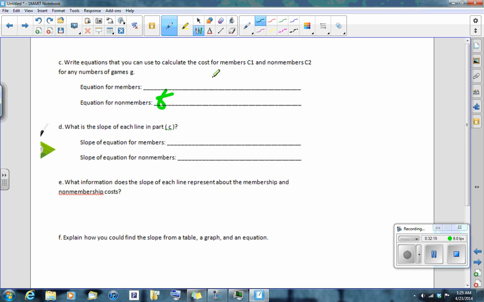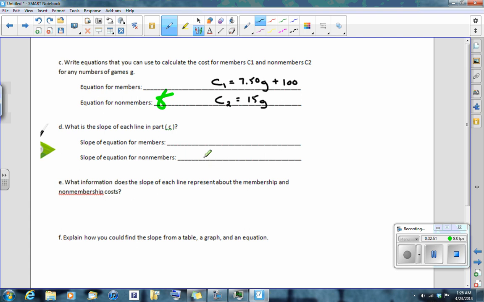Okay, for members, we know that the cost, and we'll just call it C sub 1, is $7.50 per game times G. So you pay $7.50 times whatever number of games, plus they have that $100 membership fee. The cost for non-members, C sub 2, is simply $15 per game, and you're done.